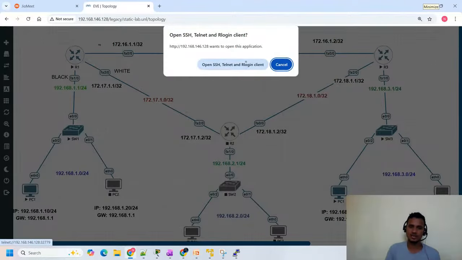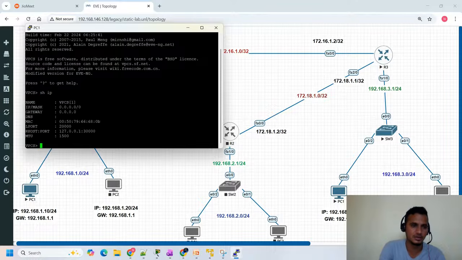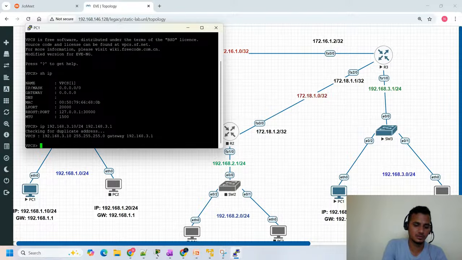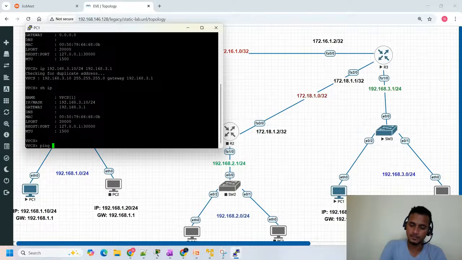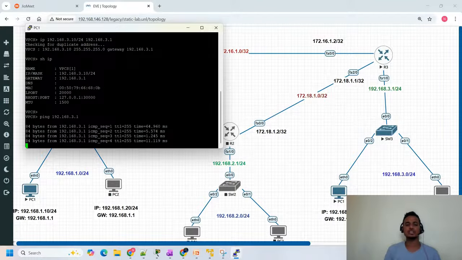This is our VPC, right? Let's open the VPC. Here we don't have an IP address. Show ip, right? We don't have an IP address. To configure the IP: 192.168.3.10, here we decided /24. The gateway will be 192.168.3.1. Just hit enter. It is going to set up an IP address for you guys. Okay, show ip. If you type this, okay, cool. Do ping the default gateway 192.168.3.1. So we have communication. We are able to reach it, guys.